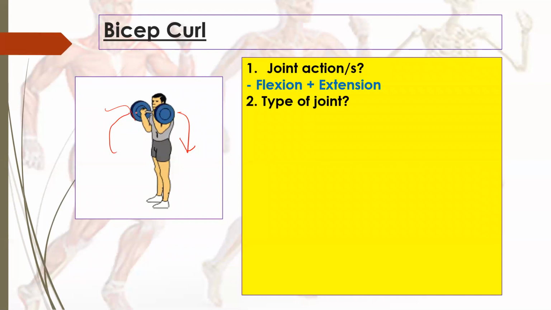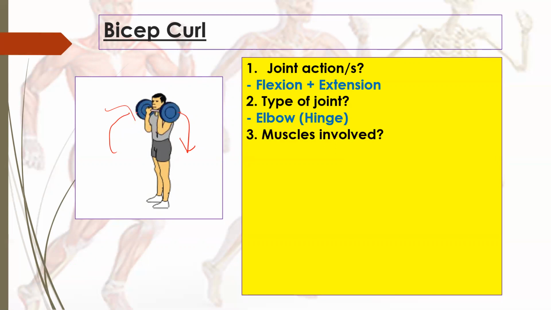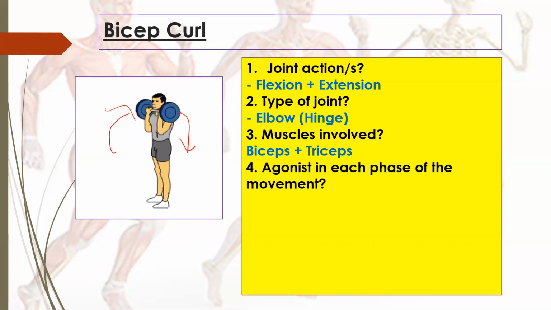Flexion and extension. What type of joint is working here? Well, if you're focusing on the elbow, what type of joint is that? That is the hinge joint. So flexion, extension at the hinge joint. Muscles involved, biceps and triceps. The agonist in each phase of the movement, so which muscle is responsible for the movement in each phase there.